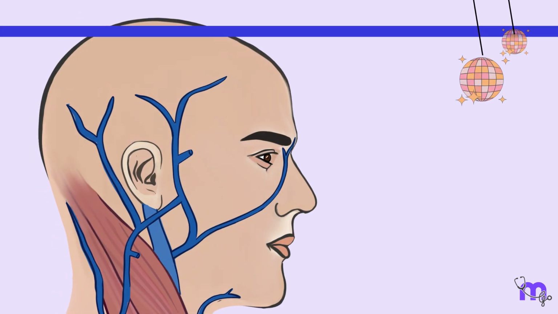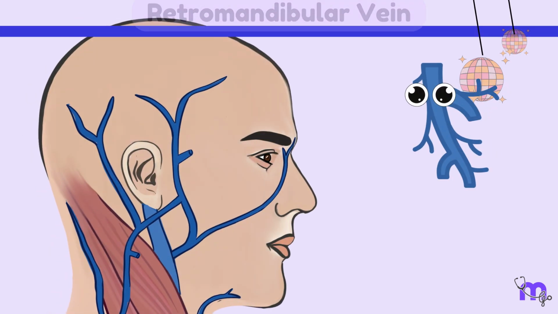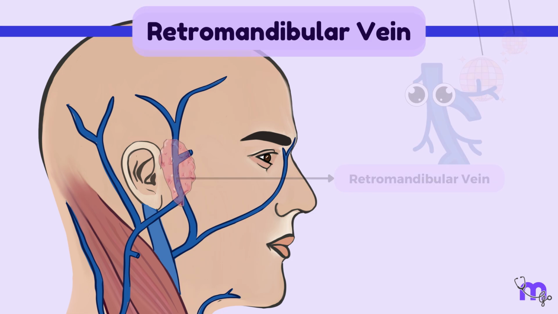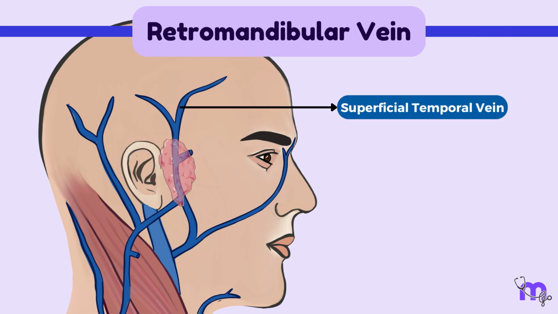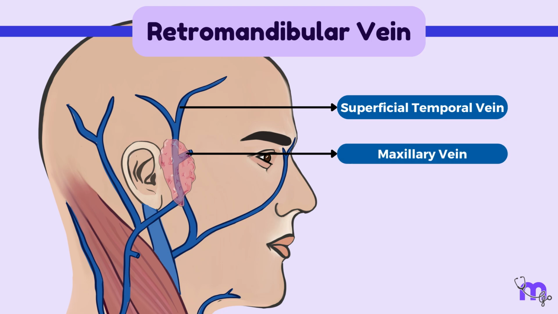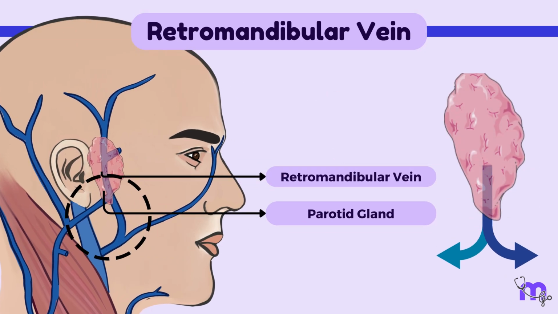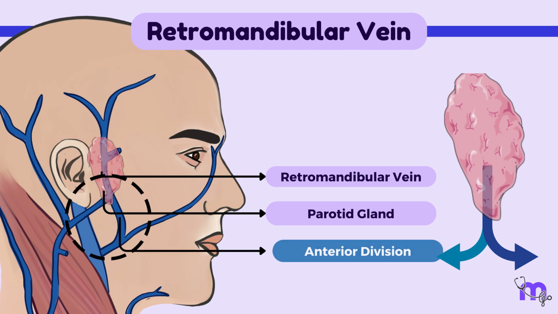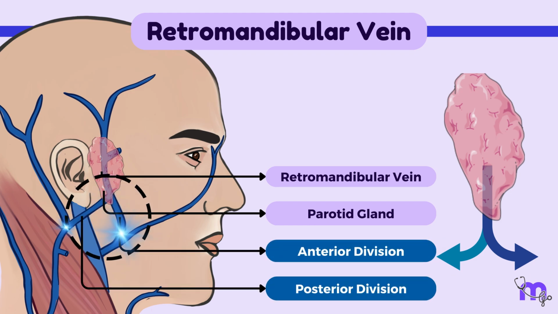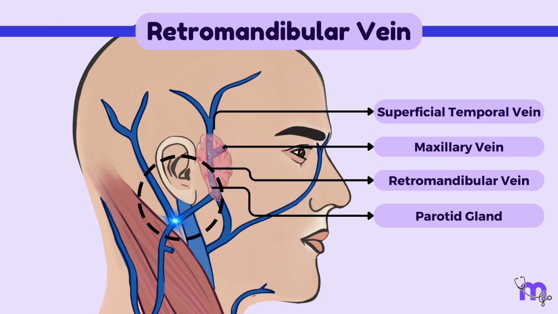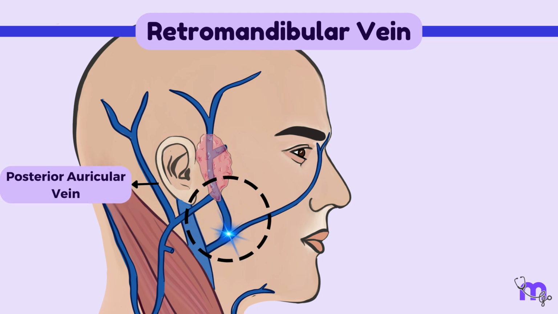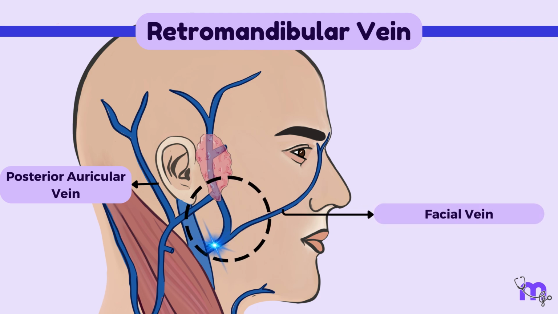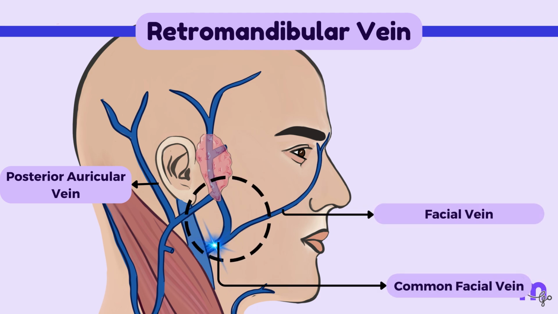Now let's move on to another important vein of the face, the retromandibular vein. It is formed by the superficial temporal vein and the maxillary vein within the parotid gland. After emerging from the gland, it separates into anterior and posterior divisions. The posterior division then joins the posterior auricular vein, while the anterior division connects with the facial vein to form the common facial vein.